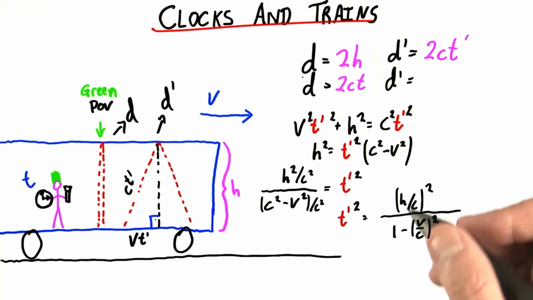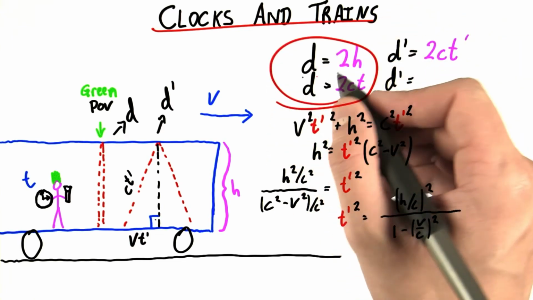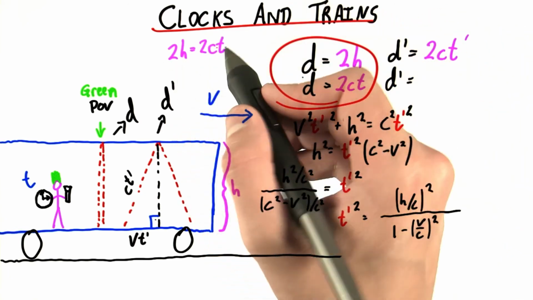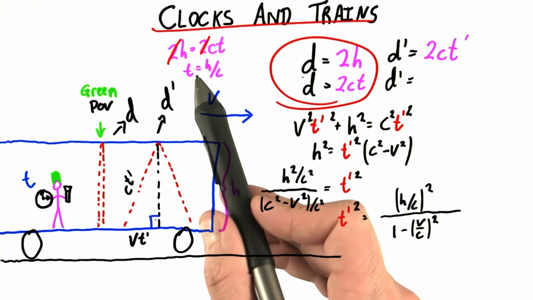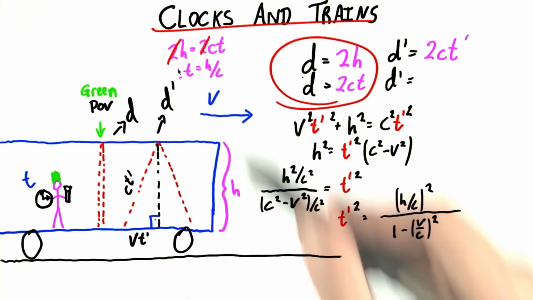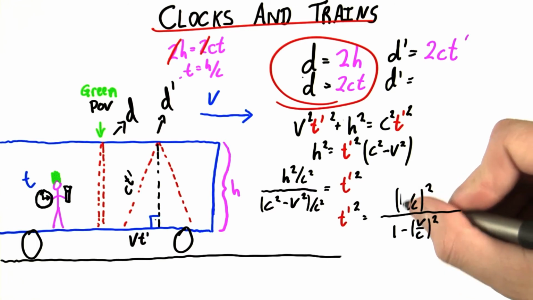I did that because when we look at these two equations, these are both d, so I can set them equal to each other. 2h equals 2ct. The 2's cancel. And t is equal to h over c. Remember, this is the unprimed t. So what I can do is replace this h over c with t.